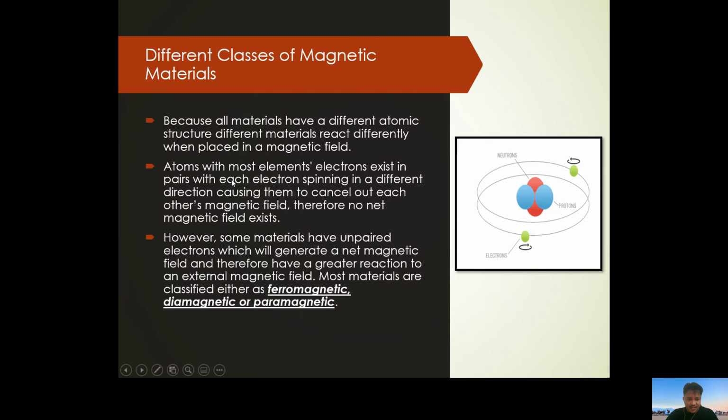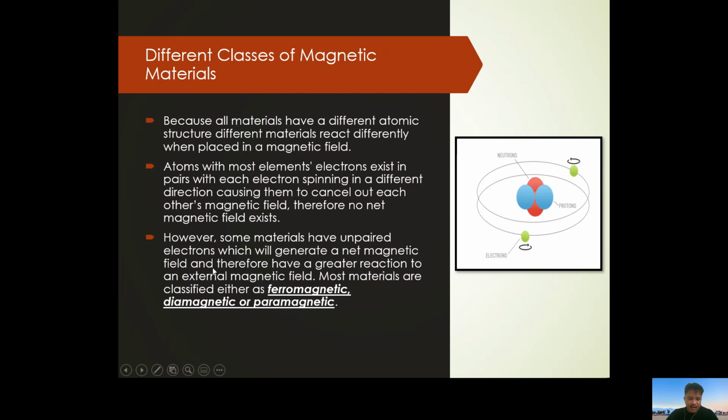Also, in atoms of most elements, electrons exist in pairs with each electron spinning in a different direction. So that is what I'm talking about. Each electron is running in opposite rotation. So there are clockwise and counterclockwise rotations, causing them to cancel out each other's magnetic field. Therefore, no net magnetic field exists.